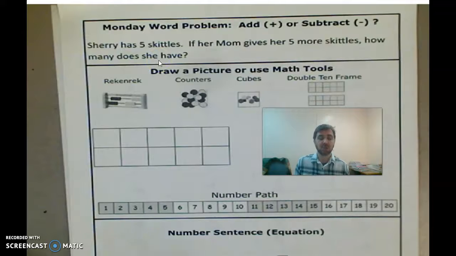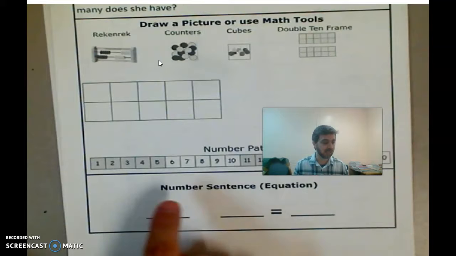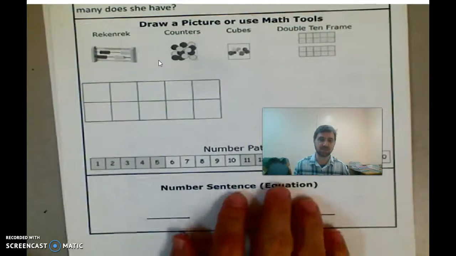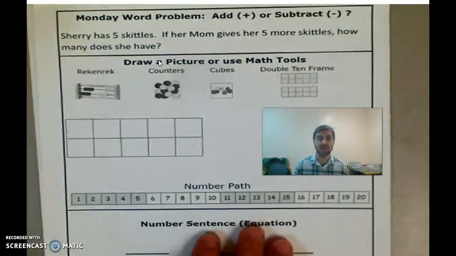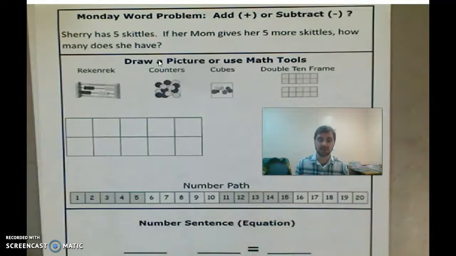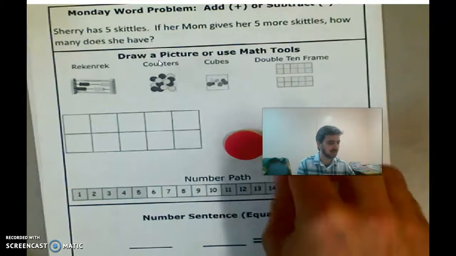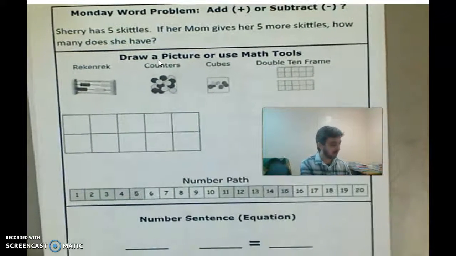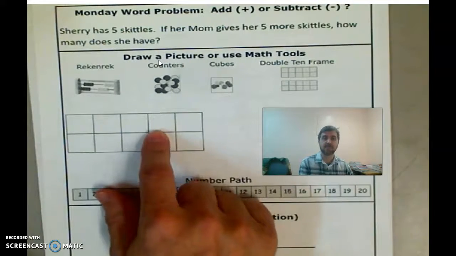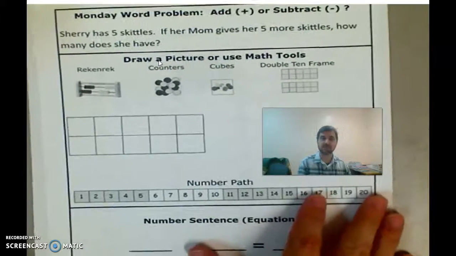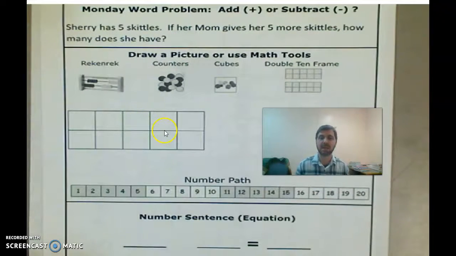All right. So your job right now is to stop the video and solve the problem and write an equation or a number sentence that fits down here. And then when you're done with that, we will talk about it. Remember, you can use your Rekenrek, you could use your counters, you could just draw a picture, you've got a 10 frame here, and you've got a number path. So solve that problem, please, and when that's done, please come back.